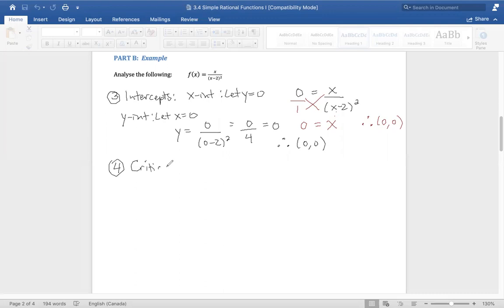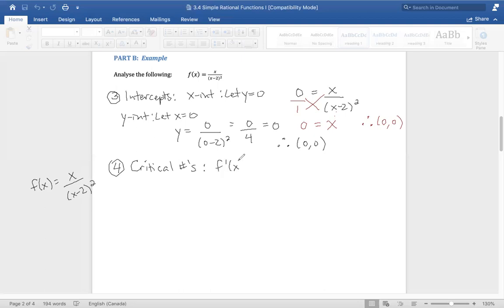So how do I find out my critical numbers? I need to get the derivative, right? So I've got the original function here, so I don't necessarily have to write it out again. If you like to have it beside it, you can go ahead and write it out again. That way it's closer to you to see when you are manipulating it to get the derivative.